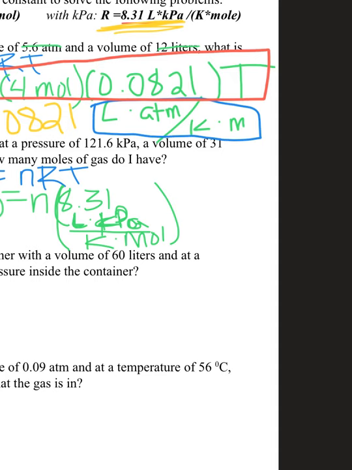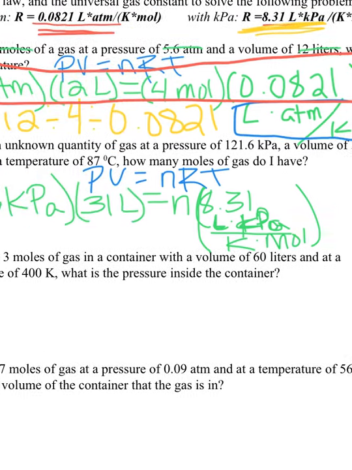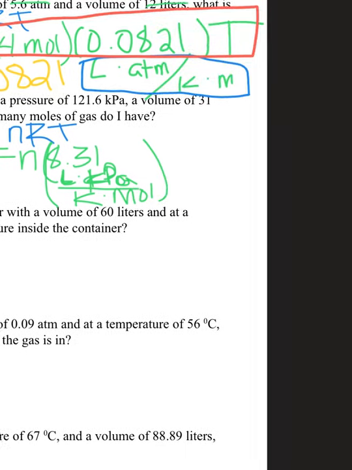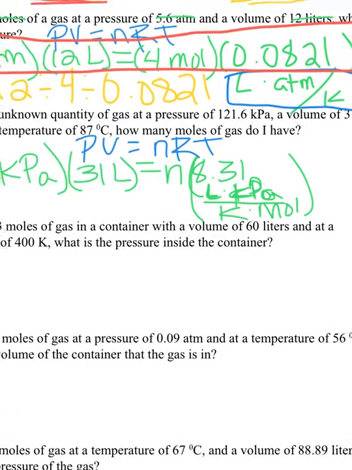And then what's next? T, temperature. 87 degrees Celsius. Do not plug in 87 degrees Celsius. Remember, it's a trick. What unit does your temperature always have to be in for the ideal gas equation? What unit? Kelvins. How do we get to Kelvin? We have degrees Celsius. How do we get to Kelvin? We have to add 273.